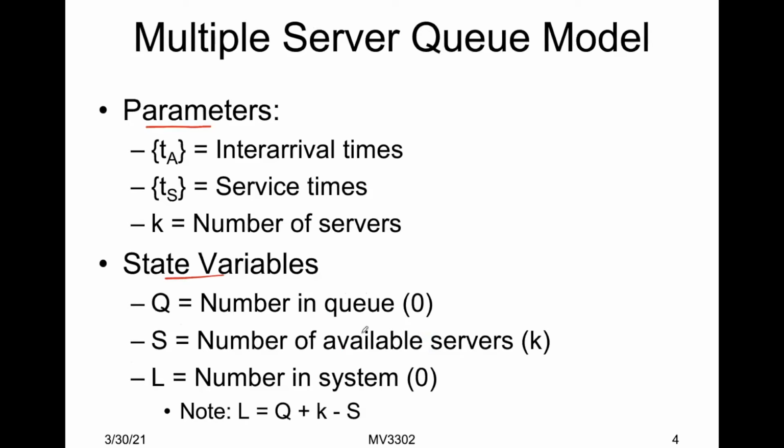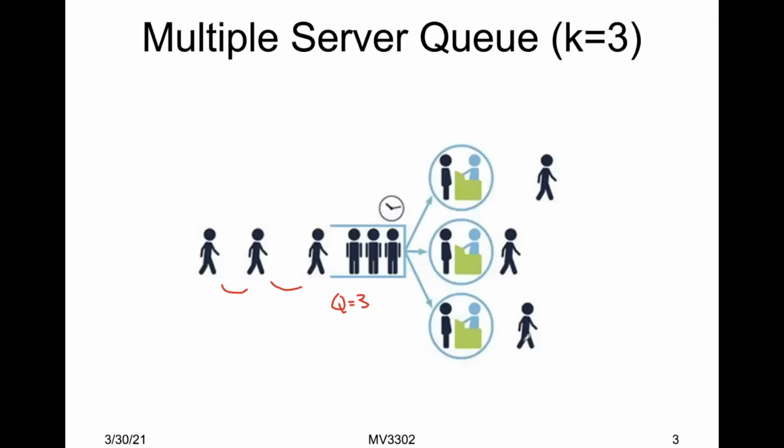Our second state variable is the number of available servers. And in this case, it's the number of available servers as opposed to the total number we have. In this particular case, the number of available servers is 0 because they're all busy.